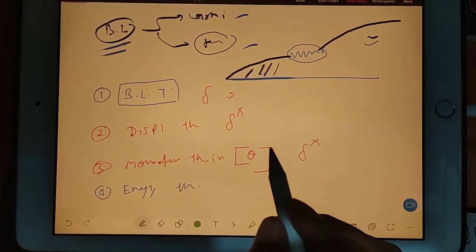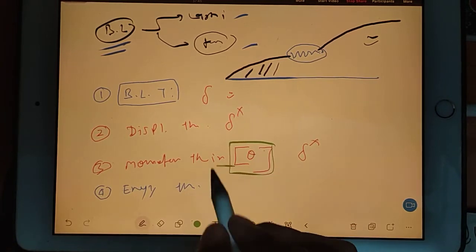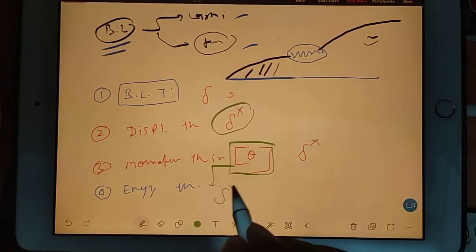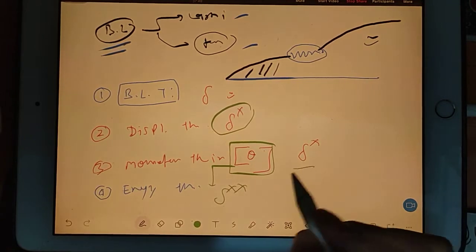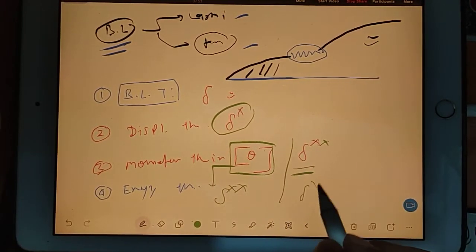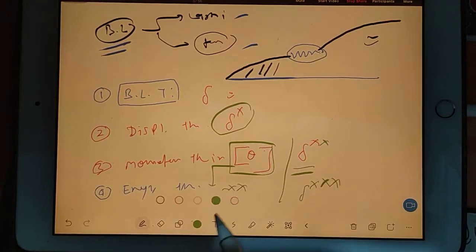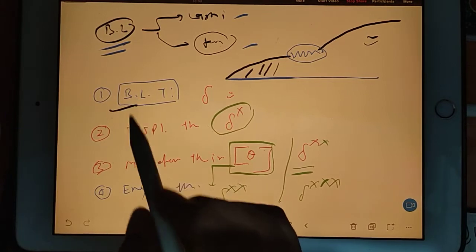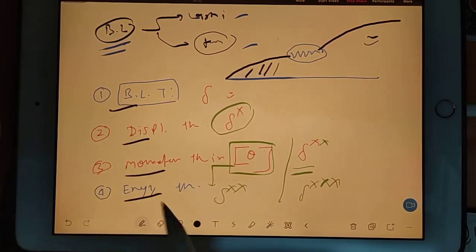Now, if you are dealing with this symbol, then delta star is here, then delta double star will be here. But if you are using this notation, sorry, it should be delta double star. And if you are following this, then you should put delta triple star. So any symbol we can use. The main thing is, there is something called boundary layer thickness and displacement thickness, momentum thickness, energy thickness.